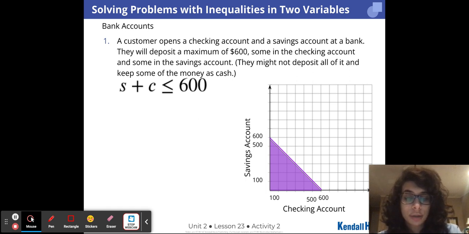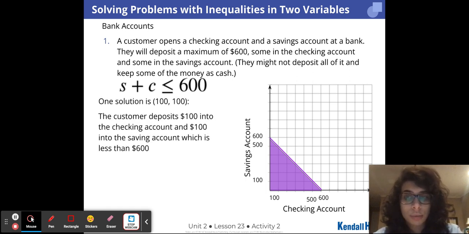The last step was my question given to you. Tell me one solution to your inequality. One solution to that inequality is in your shaded region. And so in that shaded region, I have the point (100, 100). And what it means in context is a customer deposits $100 into the checking account and $100 into the savings account, which is less than 600. Please give me a full sentence when you are telling me what the solution represents in context.